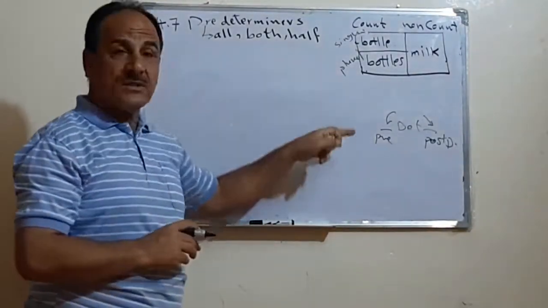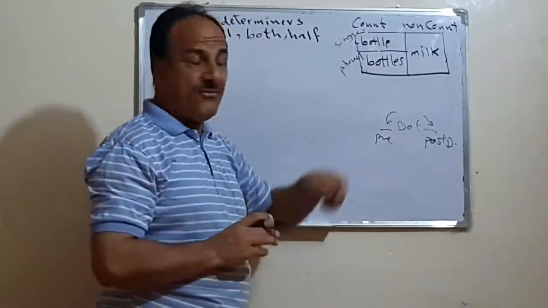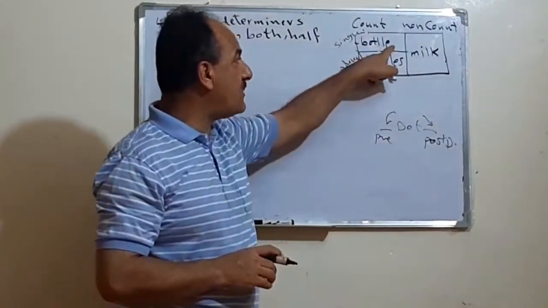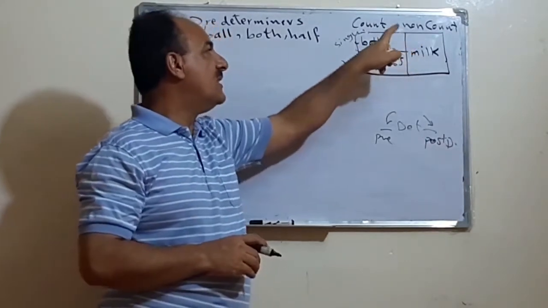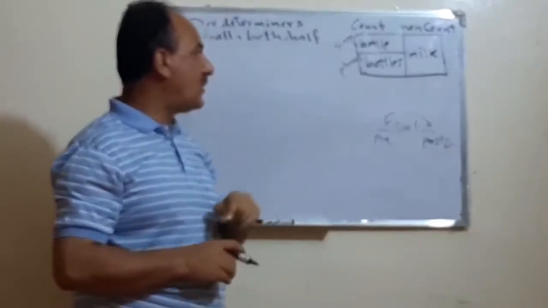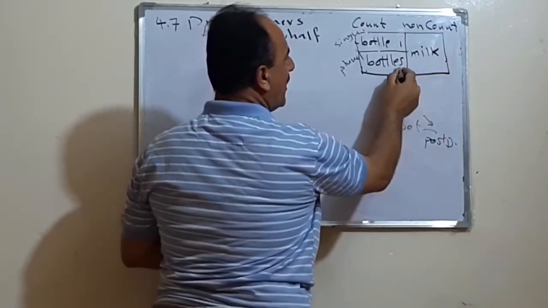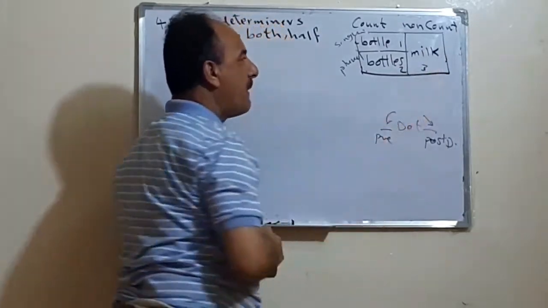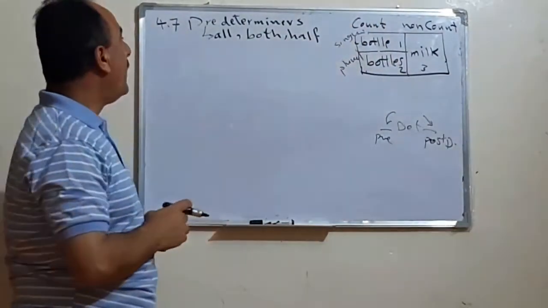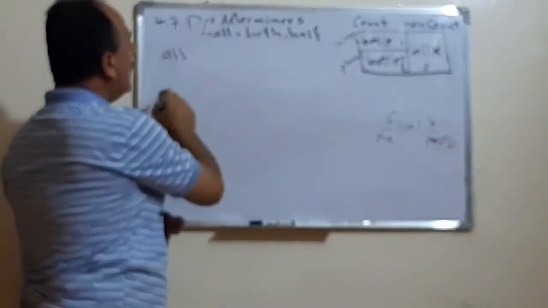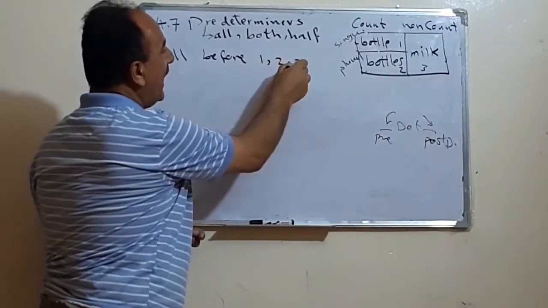predeterminers. How do we use them? Again, in relation to what? To this box of the nouns. We classify all nouns as either countable or uncountable, either singular or plural. Suppose we call this number 1, this one number 2, and this box number 3, just numbers in order to avoid words. So when do we use all? We use all before 1, 2, and 3.